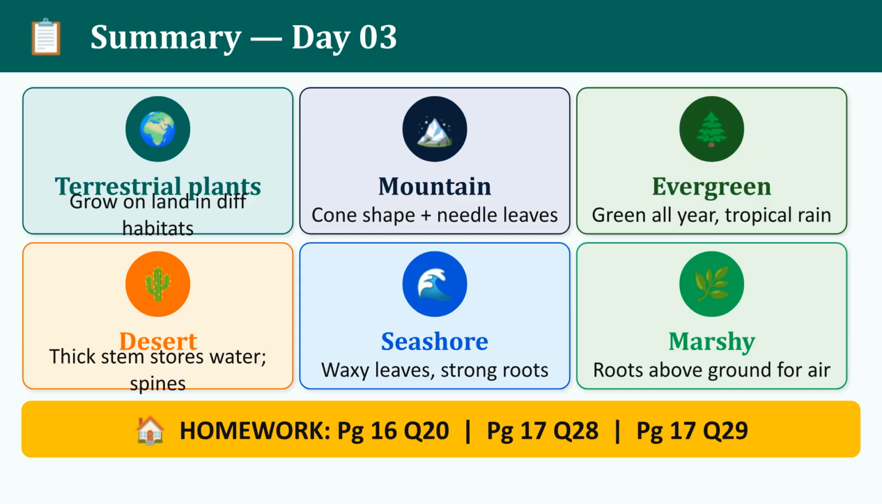Let's quickly revise today's lesson. Terrestrial plants grow on land. Mountain plants have cone shapes and needle leaves. Plains plants grow in fertile soil. Evergreen forests remain green throughout the year. Desert plants store water in thick stems. Seashore plants have waxy leaves and strong roots. Marshy plants have breathing roots above the ground. Every habitat is different. Every plant has special adaptations. That is the secret of survival.